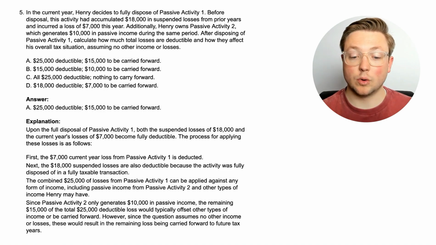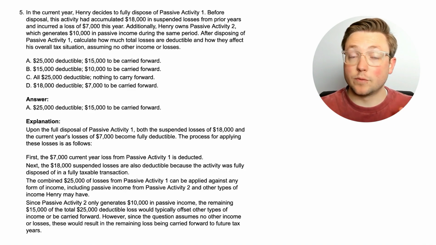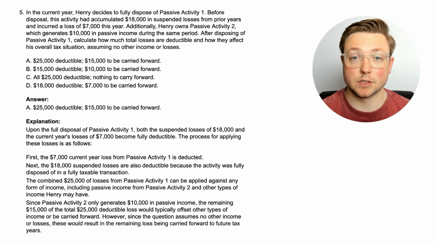Since passive activity 2 only generates $10,000 in passive income, the remaining $15,000 of the $25,000 deductible loss would typically offset other types of income or be carried forward. However, since the question assumes no other income or losses, the remaining loss would be carried forward to future tax years. So basically, even though there was a full $25,000 loss that was deductible, there was only $10,000 of passive income, and actually income in general, to use it against. So $15,000 of it ends up being carried forward because it was only able to offset $10,000 of income.